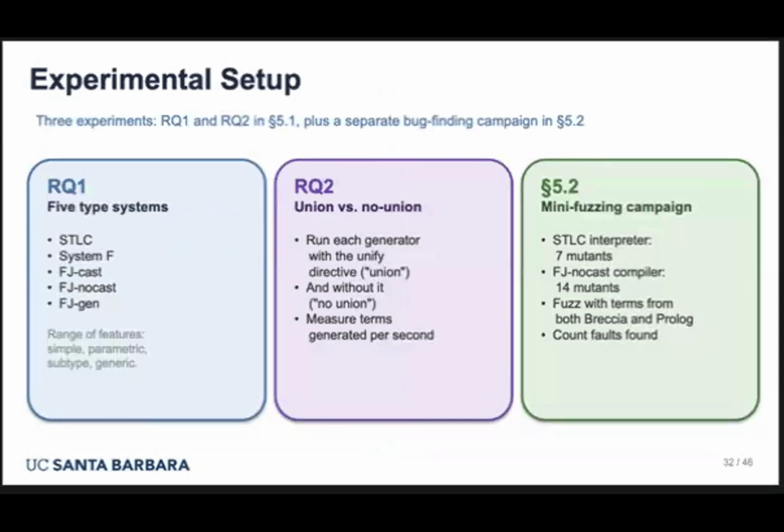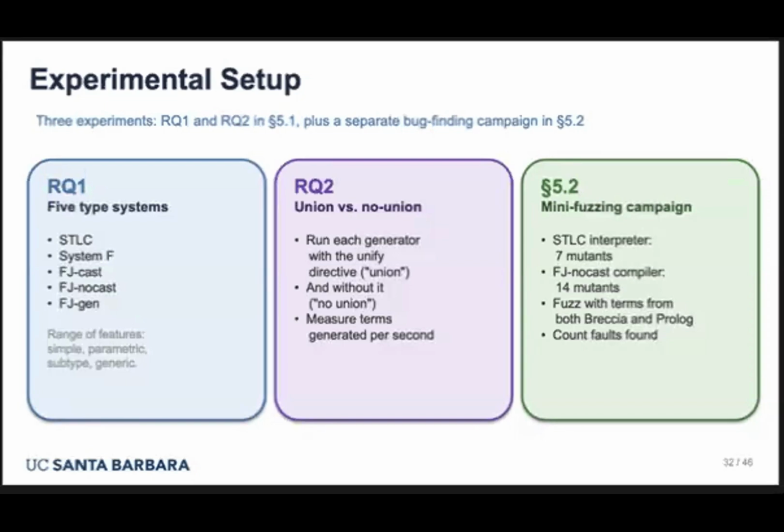And to answer those questions, for research question one, we attempted to implement 5 type systems: the simply typed lambda calculus, System F, and then 3 different flavors of featherweight Java. And for research question 2, we ran each of those generators both using equality saturation and not using equality saturation. So we could measure terms generated per second, so we could see the performance of them.